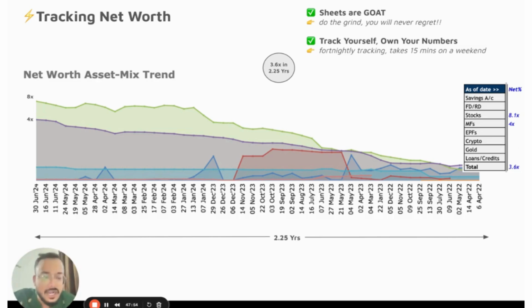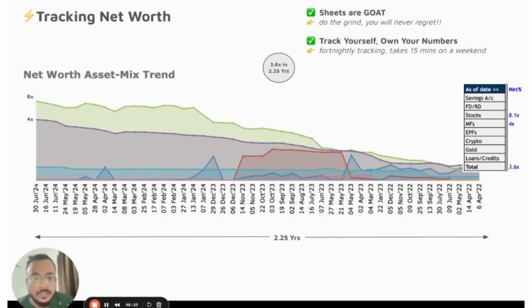Gold I have not added because physical gold is something that I have not been able to track. I have not been able to associate a value to it. So that continues to exist as an additional portfolio. वो मैं यहाँ पे track नहीं करता हूँ. But yeah, I have a decent amount of net worth in gold as well.